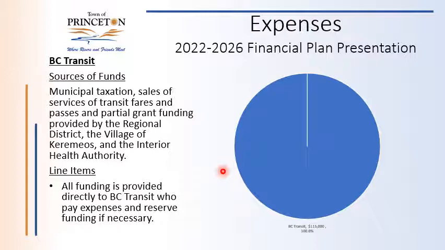We also receive a small amount of funding from the village of Keremeos to provide a bus stop there, and we're provided a grant from the Interior Health Authority to assist with funding of BC Transit to get people from Princeton to the hospital in Penticton. All the funding that we receive from transit goes back to BC Transit, which pays the expenses as necessary.